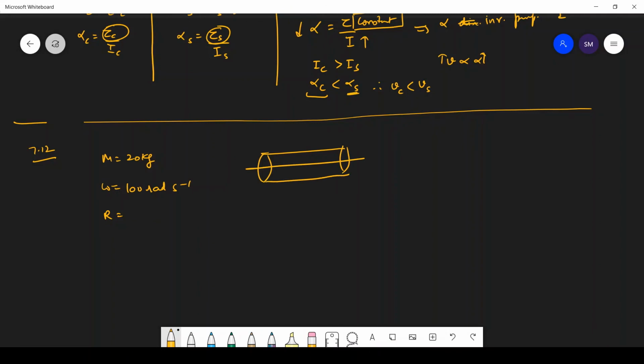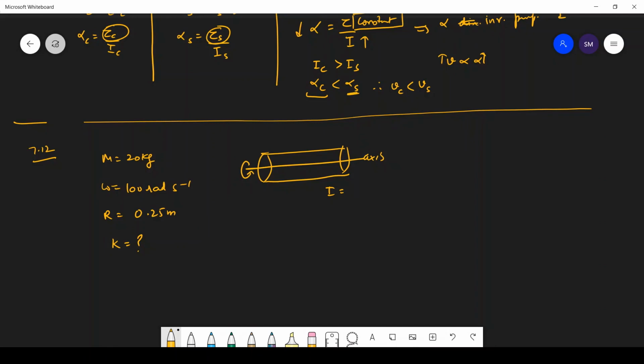So that's your axis of rotation. Now the R is given to you, that is 0.25. All the units are in SI units already. And what is the kinetic energy associated with it? So you know the formula. First of all, what is the moment of inertia for this? That is equal to the moment of inertia of the cylinder about its axis. About its axis, it's half mr square.